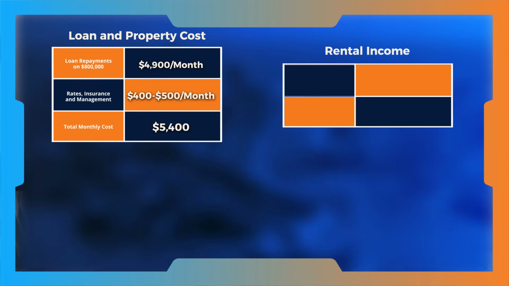Second, cash flow. Let's say you buy an $800,000 property using $200,000 from your equity and borrowing $640,000. You're actually servicing $840,000 in investment-related debt. Combined, that's roughly $4,900 per month in loan repayments. Add in rates, insurances, property management. This could end up being another $400 to $500 a month. So you're looking at about $540,000 in total monthly costs. With rent coming in at around $2,800 to $3,000 per month, you're about $2,400 to $2,600 out of pocket before tax.